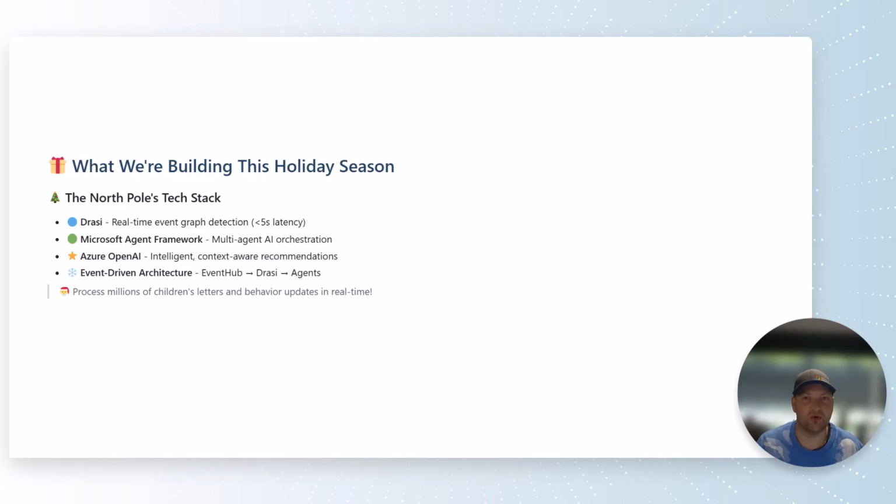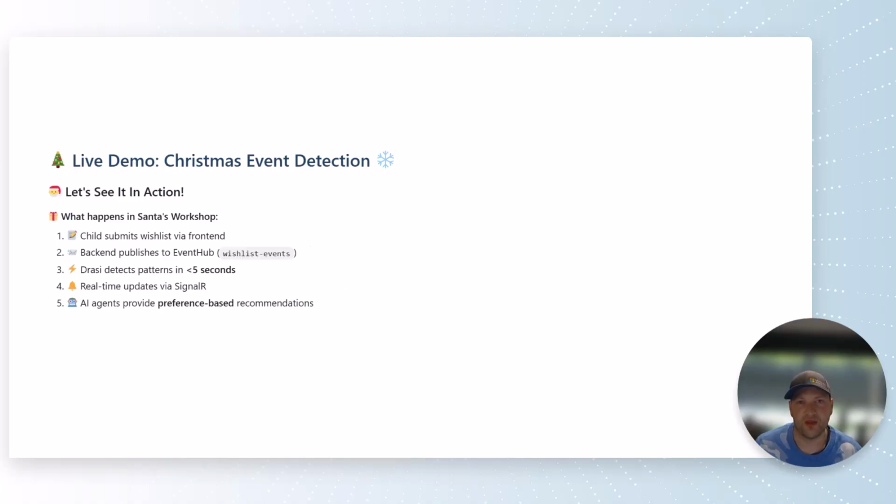Then Microsoft Agent Framework will be used to coordinate multiple AI agents working together, and of course using Azure OpenAI and GPT-4o models in order to provide those recommendations. Along with Drasi, as part of the event change processing system, we're going to be using Event Hubs to feed that information into Drasi as well. So this pattern works for really any real-time event processing scenario that you may think of, but we've just made it festive for the Festive Tech Calendar today. So let's go into a demo.